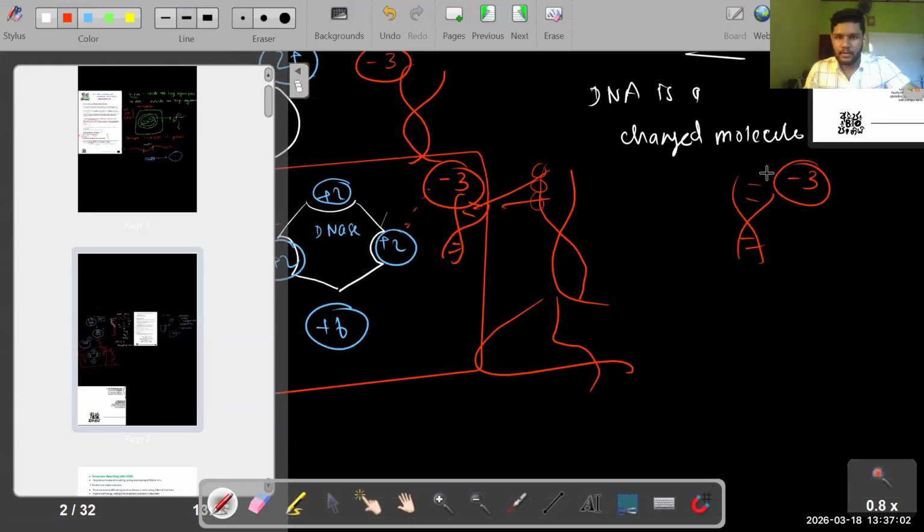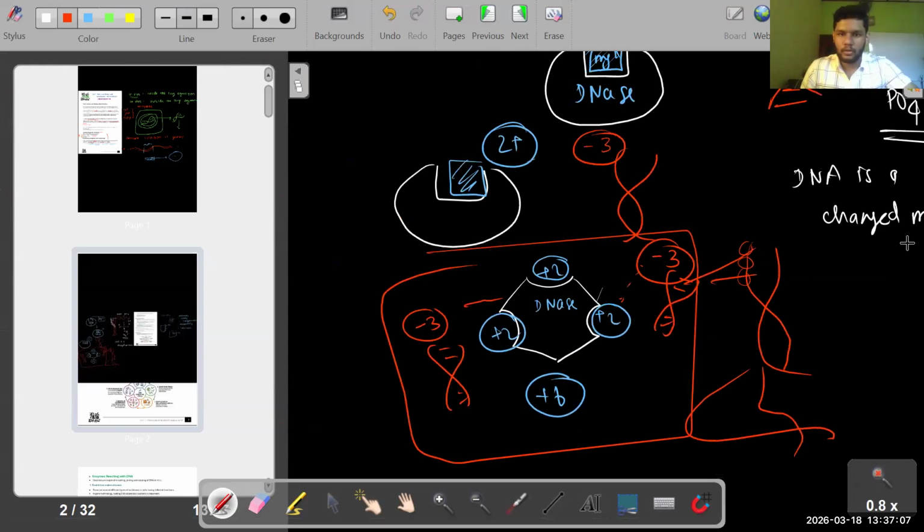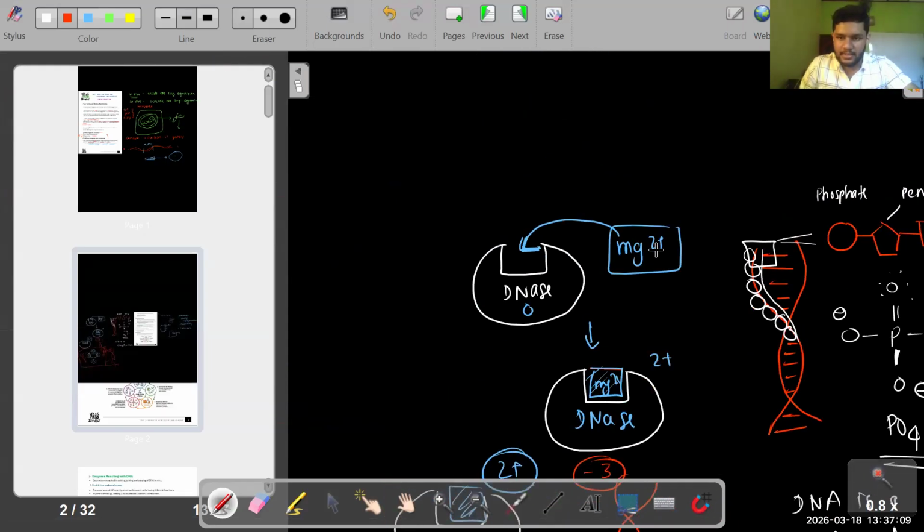Okay. Now what we'll do is to remove this. Now all this happens because of what? This ion, right? Initially DNase was non-charged. Just because this magnesium came in, it became a charged molecule. All because of this charge, DNase is tending to attract DNA. So what if we remove this magnesium ion? Will DNase tend to react with DNA? Can you understand my question?